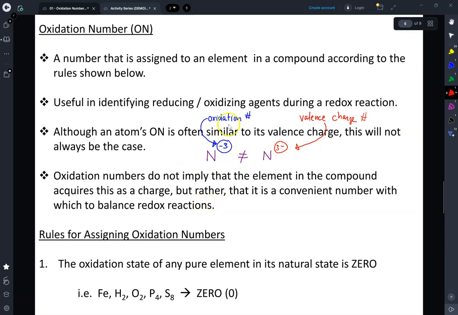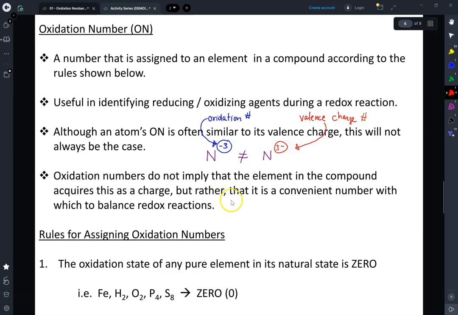To help us differentiate between an oxidation number versus a valence charge number, when the sign is placed in front of the number, then we're talking about an oxidation number, so -3. But if the sign is placed behind the number, so a 3 minus, that indicates it's a valence charge number. Alright, so once again, oxidation numbers don't actually exist. They are numbers that we assign to an element based on the rules that we're going to be discussing in a few moments, in order to help us keep track of electron movement during a redox reaction.